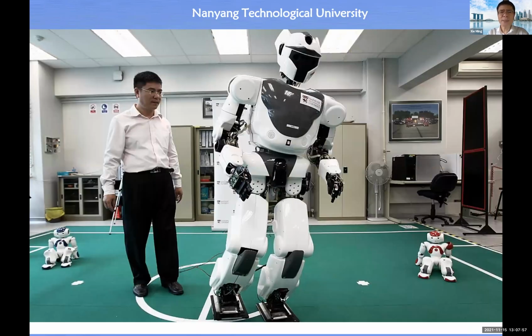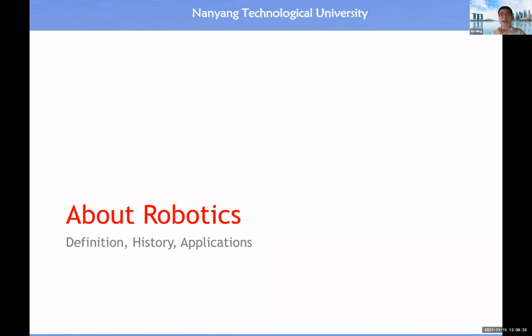Our research work has been widely publicized in Singapore. For example, this photo was taken by NTU and was published in a national newspaper. And the video has been shown on the national media platform. All right, so that's about myself. Now let's move on to the brief overview about robotics.